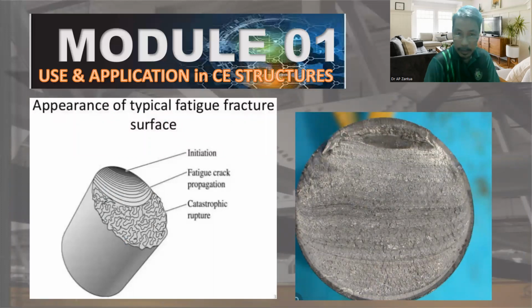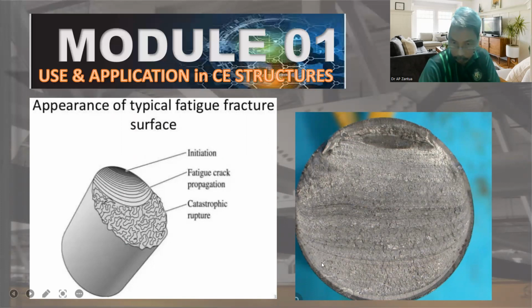So, the appearance of a typical fatigue fracture surface. This is the complete surface in picture, and this is in diagram form. We have the initiation part, the fatigue crack, up to this point, up to this point. And then the catastrophic fracture.